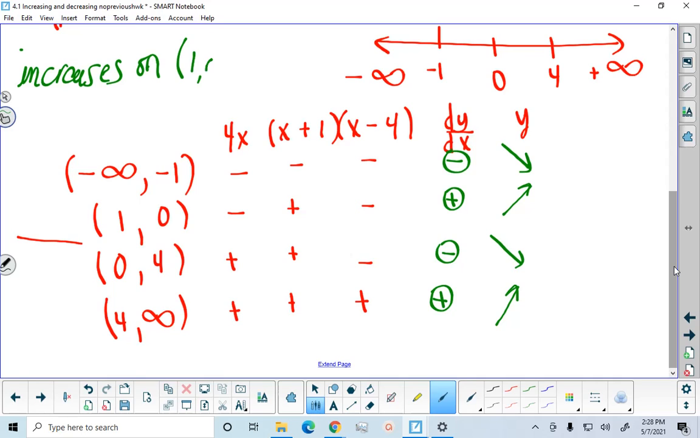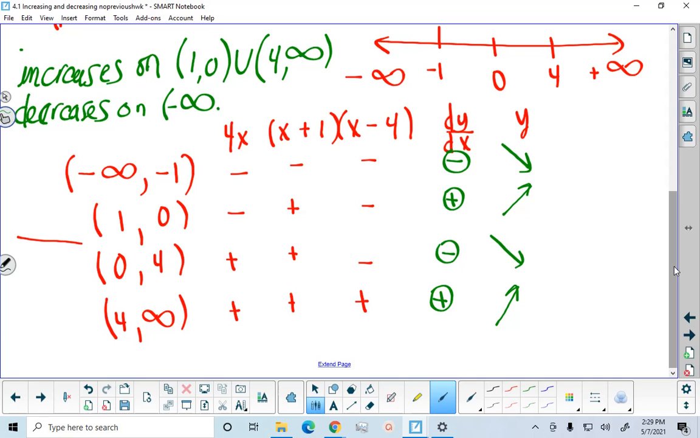what do we have? (-1, 0) in union with (4, infinity). And it decreases, I'm crowding things in here, but that's okay. Decreases on negative infinity to negative 1. This should be a negative here in my chart. I wrote positive 1 there. It should have been negative. So negative infinity to negative 1 in union with (0, 4). A little sloppy in the end there, but any questions with that example?